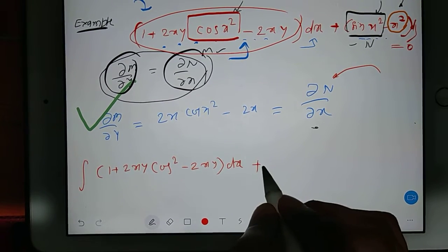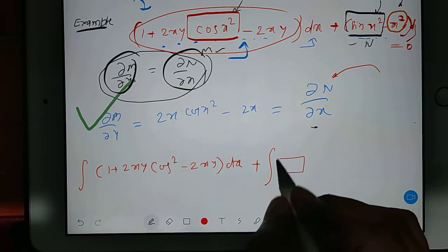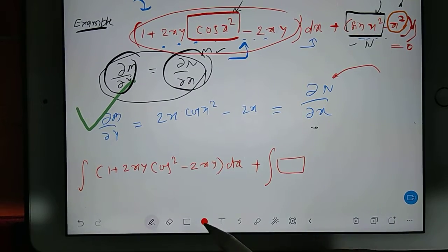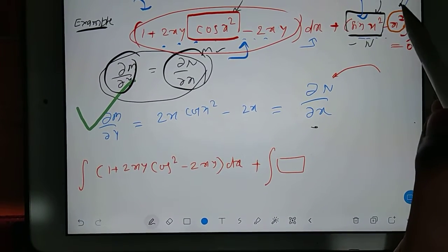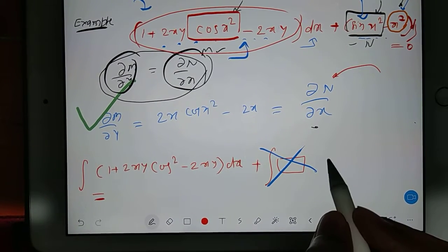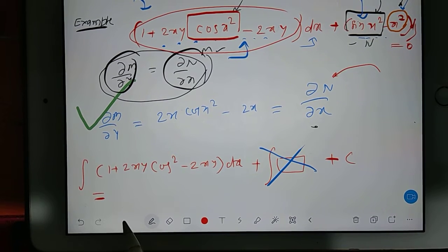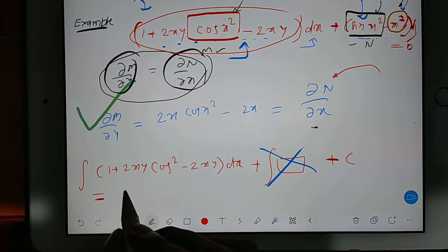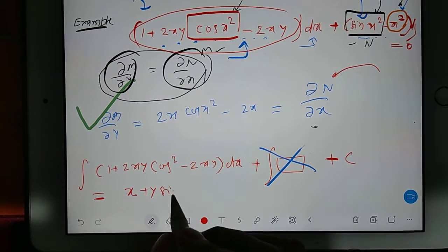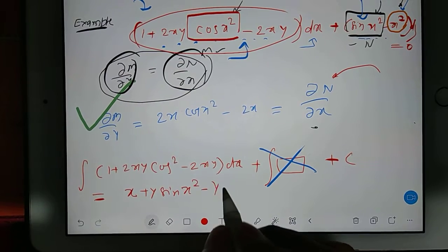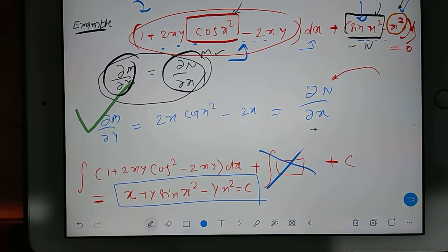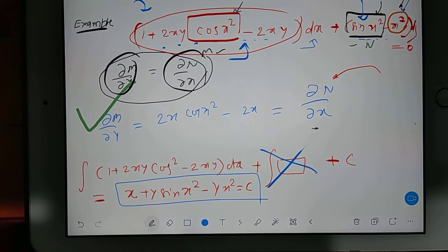Then after that you put plus, and then you select only that term where pure y is present. The x term you don't have to consider. But fortunately this question is easy because here also you have an x term, here also you have an x term. So this term will vanish. Our answer will come only in this term. You also put plus constant. When you differentiate this, the final answer will look like this: x plus y sine x square minus y x square is equal to constant. This will be your final answer. Copy down.